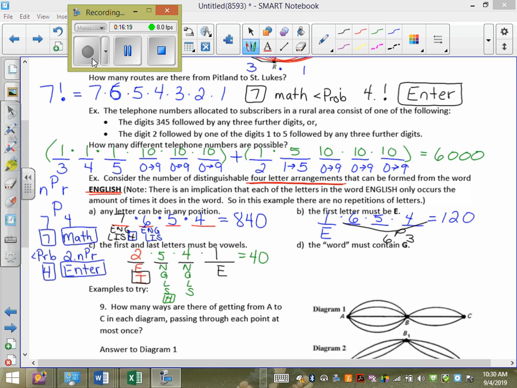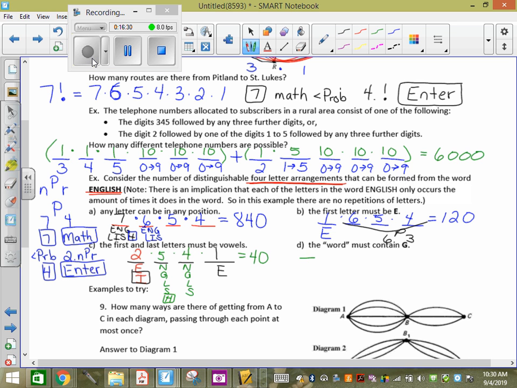No, I have 2 options. I only choose one. Remember, above the line, you put how many options you have to choose, but you are only keeping one there. So the word must contain a G. So I could start with a G, or where else could the G be?